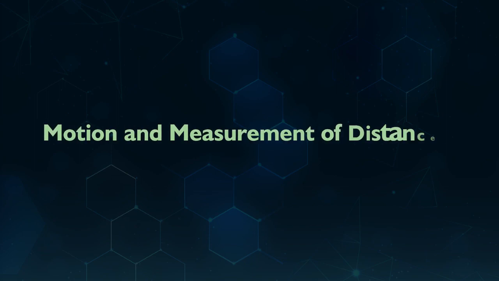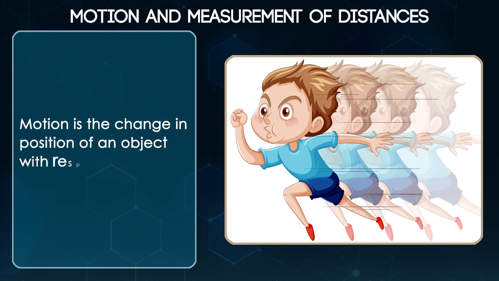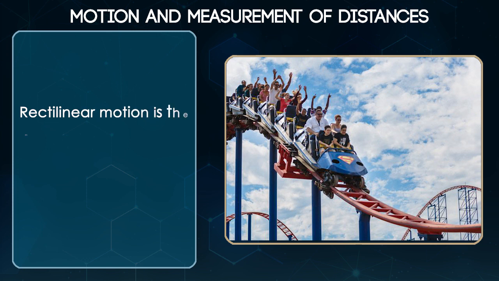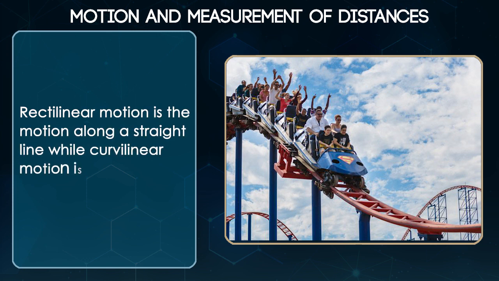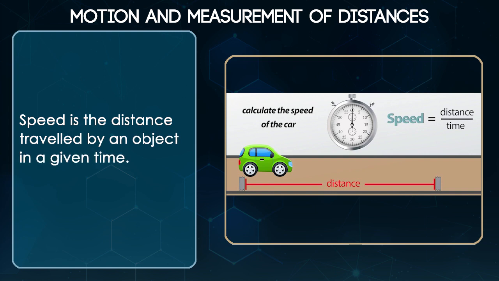Motion and measurement distances. Motion is the change in position of an object with respect to time. Rectilinear motion is the motion along a straight line, while curvilinear motion is the motion along a curved line. Speed is the distance travelled by an object in a given time.